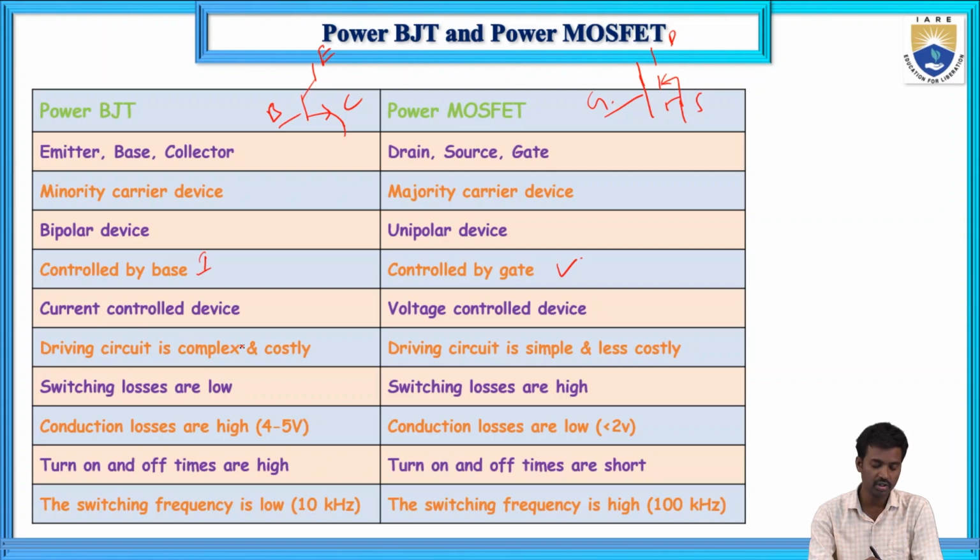So the BJT driving circuit is complex and costly, and the MOSFET driving circuit is very simple and less costly. Switching losses are very low in BJT and very high in MOSFET. So this is most important. The power BJT advantage is very low switching losses, but the only drawback of power MOSFET is very high switching losses. Conduction losses are very high in MOSFET and very low in BJT. Turn on and turn off times are very high in power BJT, and very short in MOSFET. Now the switching frequency is very low, 10 kilohertz, in BJT, and very high, that is 100 kilohertz, in MOSFET.